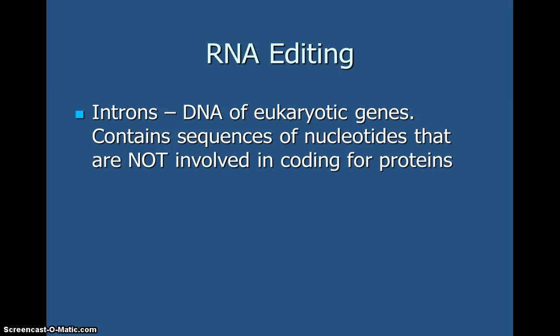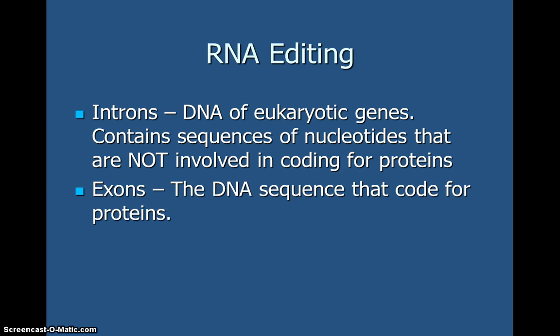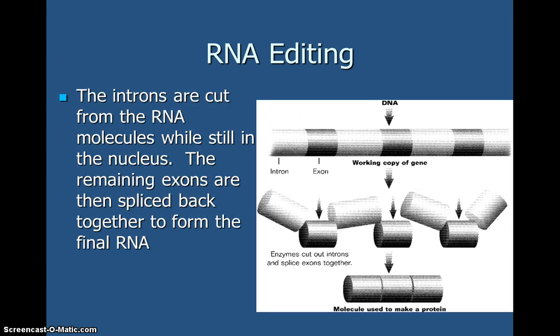Introns, which are DNA of a eukaryotic gene, contain sequences of nucleotides that are not involved in coding for proteins. Exons are the DNA sequence that code for proteins. So the introns are cut out from the RNA molecules while in the nucleus, and the remaining exons are then spliced back together to form the final RNA.